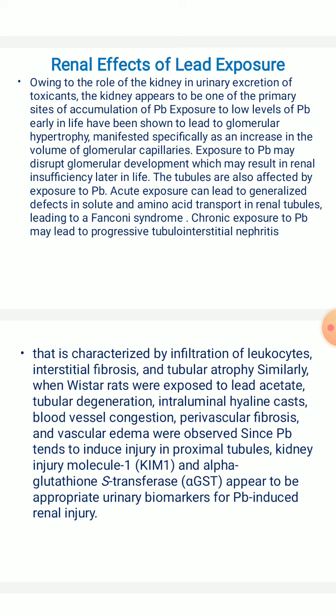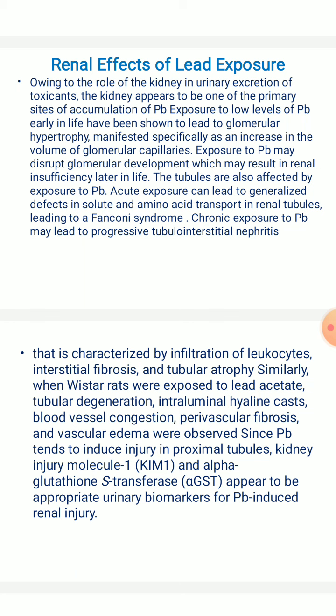Similarly, when Wistar rats, which are one kind of rat, were exposed to lead acetate, tubular degeneration happened. Intraluminal hyaline casts were observed, along with blood vessel congestion, perivascular fibrosis, and vascular edema.